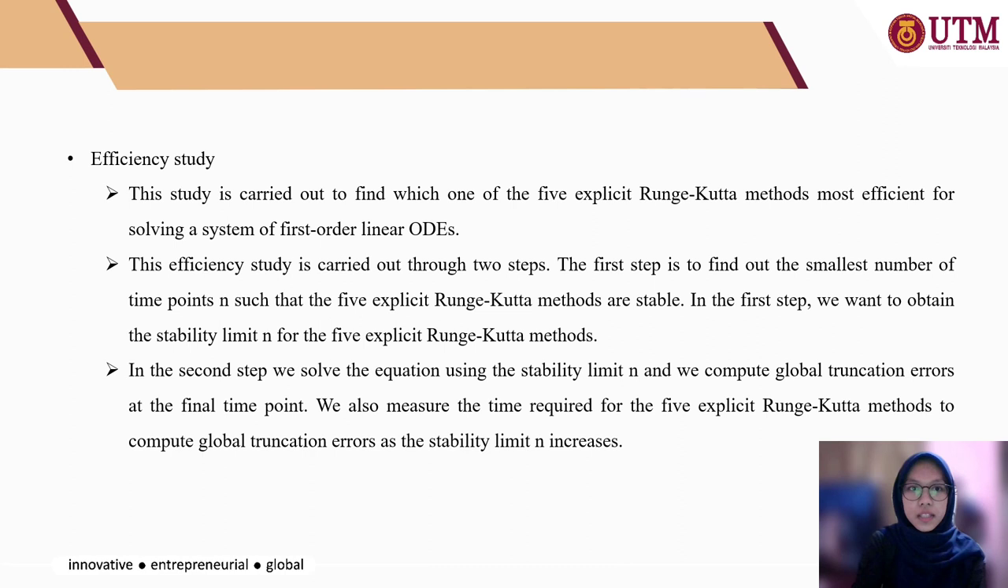Efficiency study. The study is carried out to find which one of the 5 explicit Runge-Kutta methods is the most efficient for solving a system of first-order linear ODEs. This efficiency study is carried out through 2 steps. The first step is to find out the smallest number of time points n such that the 5 explicit Runge-Kutta methods are stable. In the first step, we want to obtain the stability limit for the 5 explicit Runge-Kutta methods. In the second step, we solve the equation using the stability limit n and we compute global truncation errors at the final time point. We also measure the time required for the 5 explicit Runge-Kutta methods to compute global truncation errors as the stability limit n increases. Then we go to the conclusion.